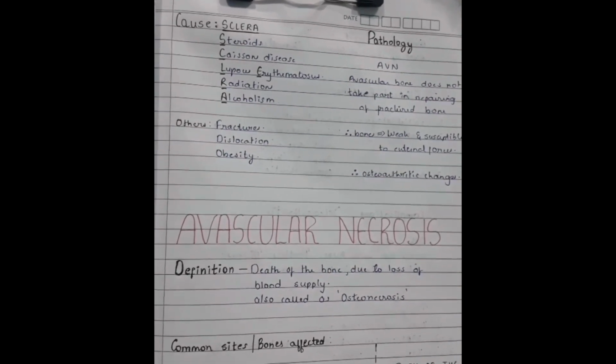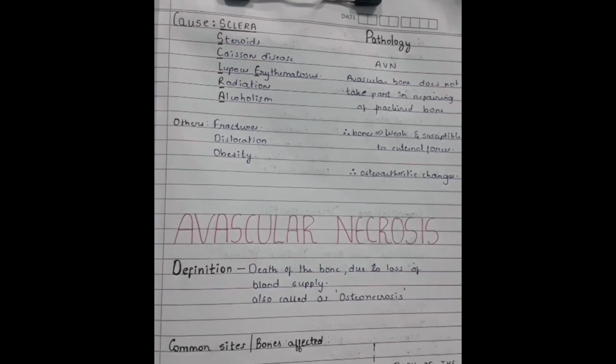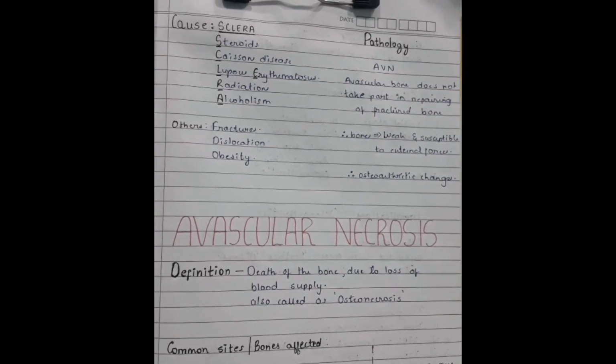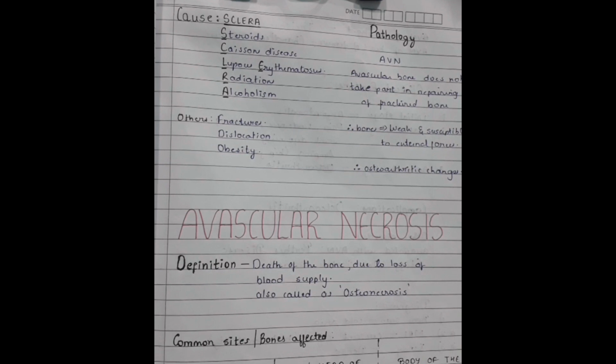You can remember the causes by a mnemonic, which is SCLERA. S for steroids, C for Caisson's disease, LE for lupus erythematosus, R for radiation, and A for alcoholism. The other causes are fractures, dislocation, and obesity.